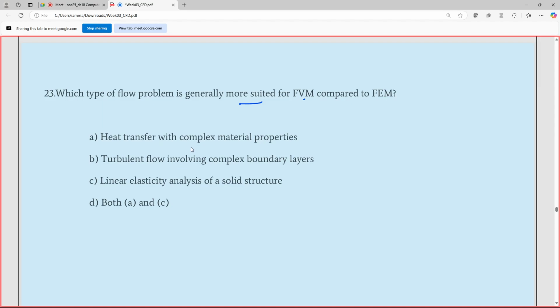Option A, heat transfer with complex material properties. Option B, turbulent flow involving complex boundary layers. Option C, linear elasticity analysis of a solid structure. Option D, both A and C. Write in box the answer.